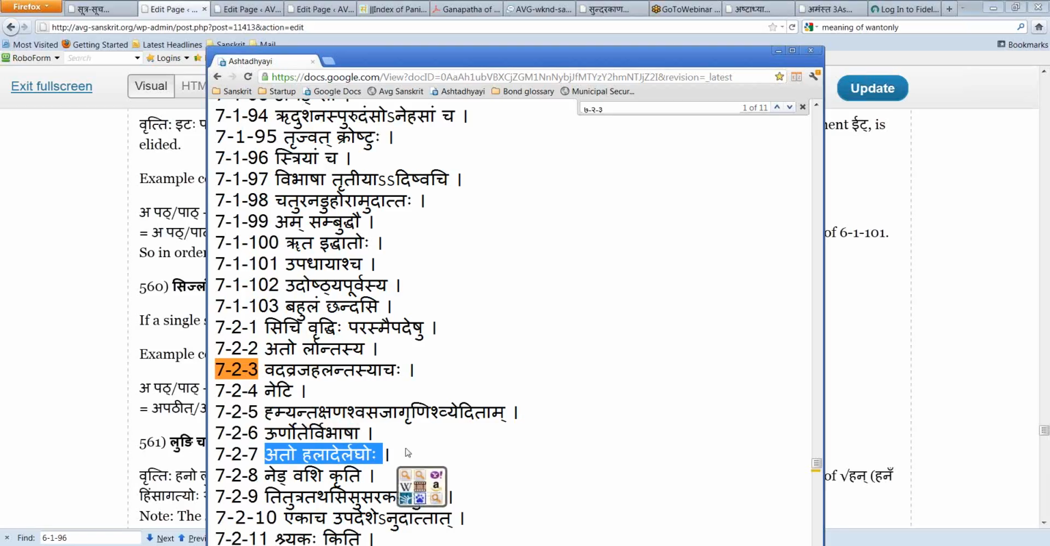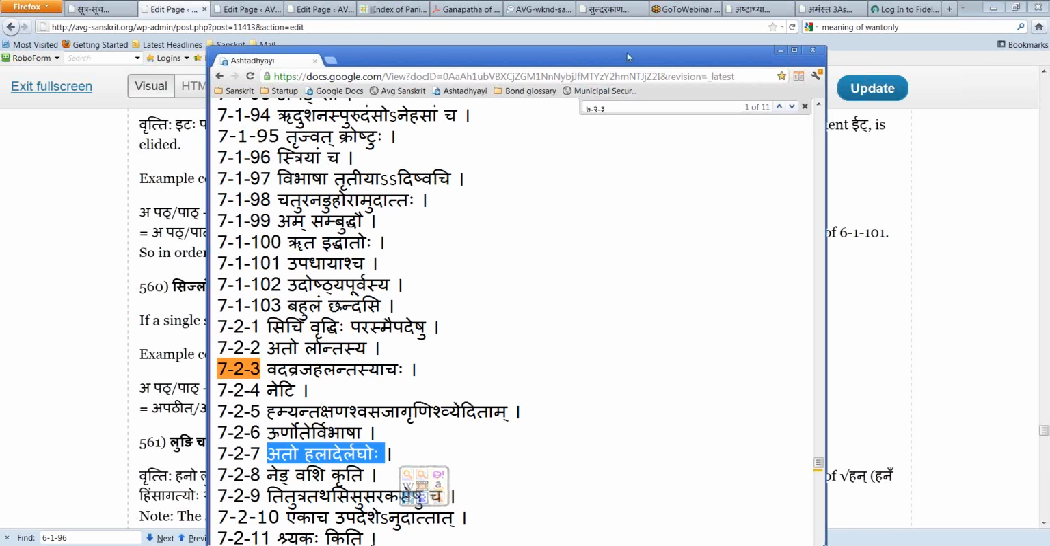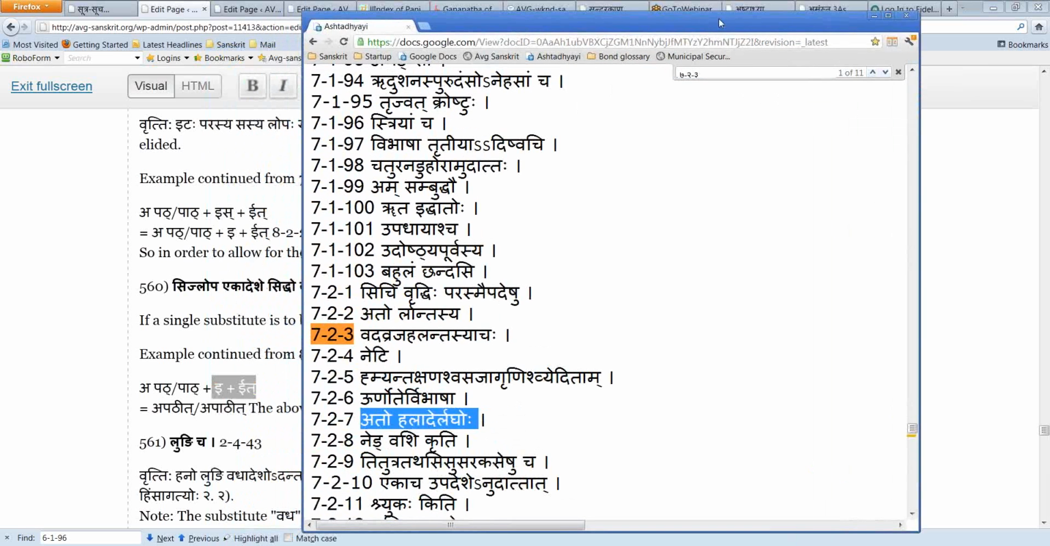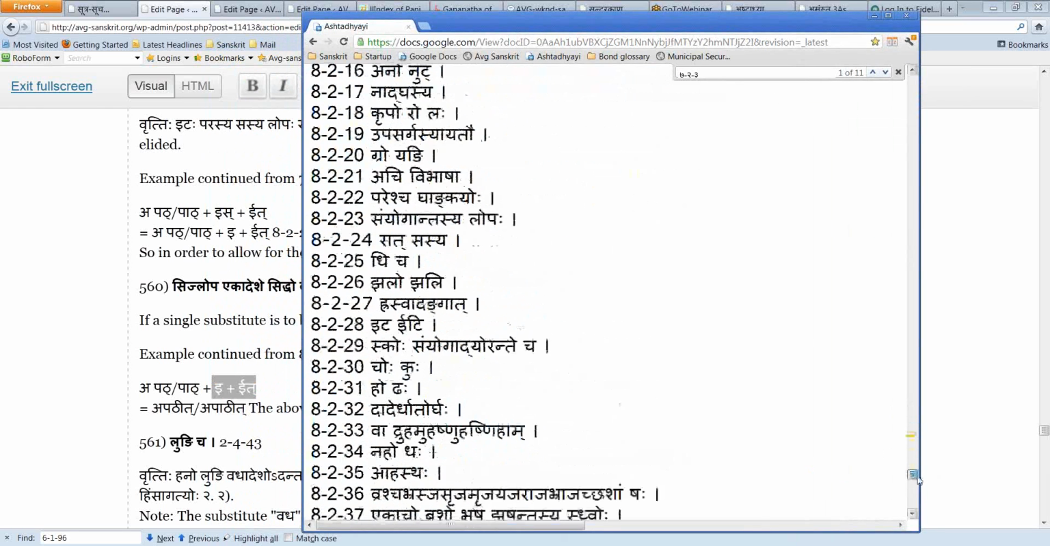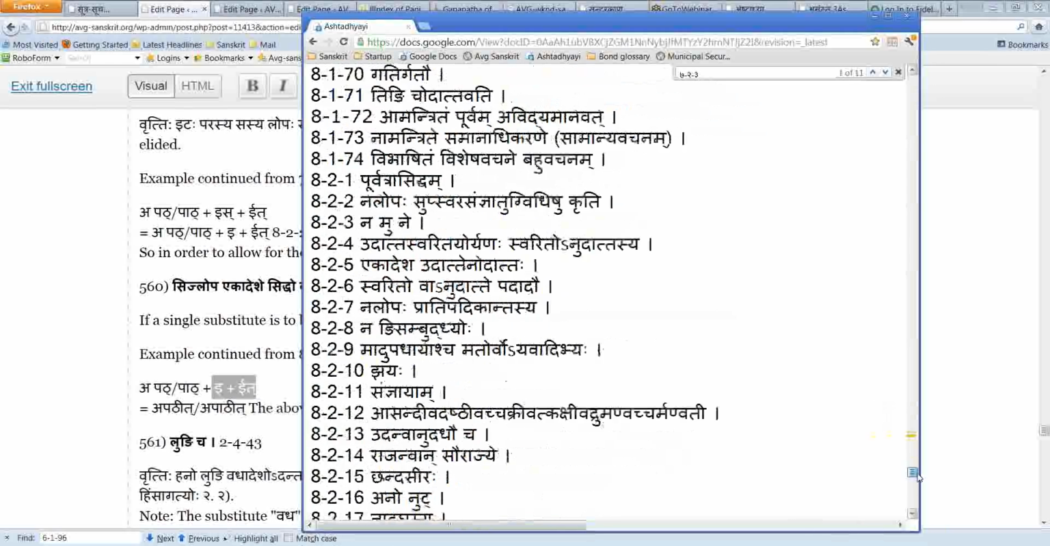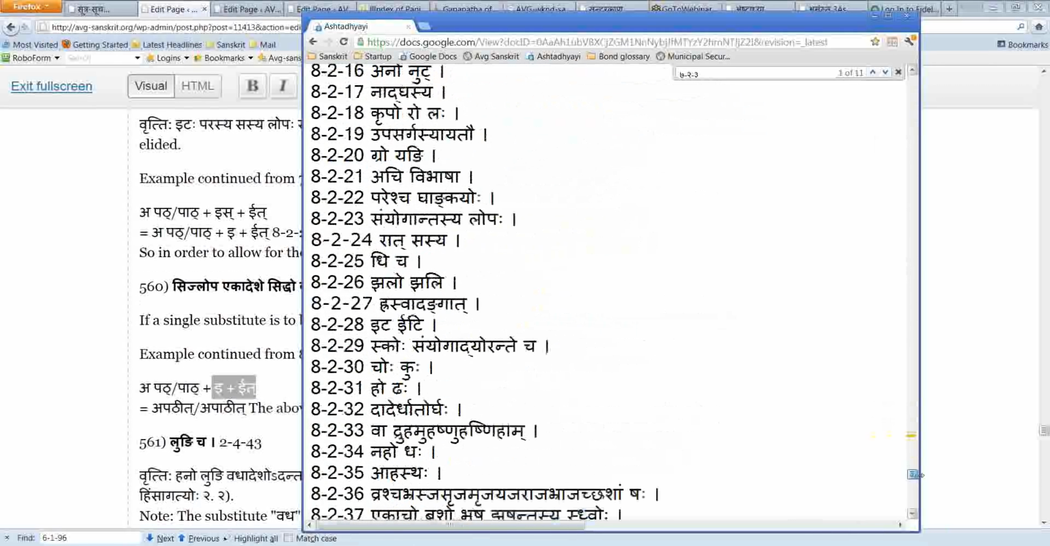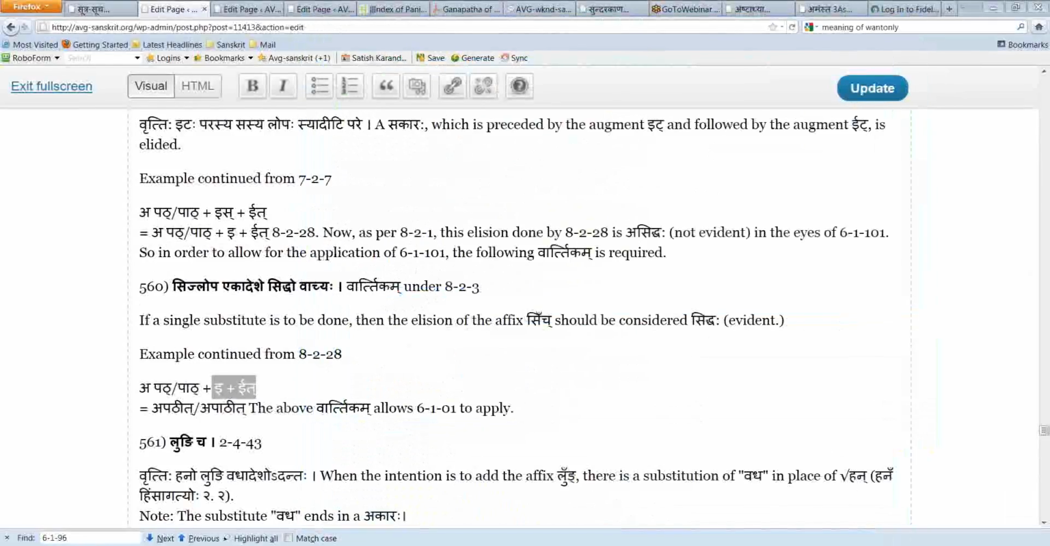And then by ita iti, sich lopaha took place by 8-2-28. The sich lopaha was made siddha by the vartikam, sich lopa ekadeshe siddho vachyaha. And then we applied akasami dirgha to get the two forms, aparthit, aparthit. Let's go to the book now and see how much we can cover from the book.